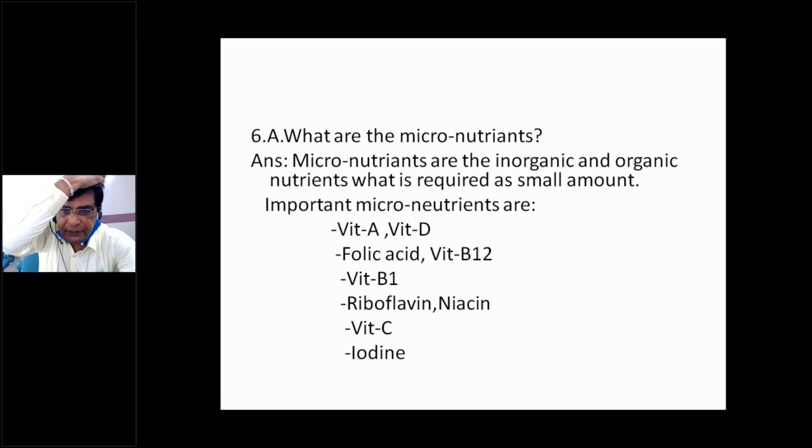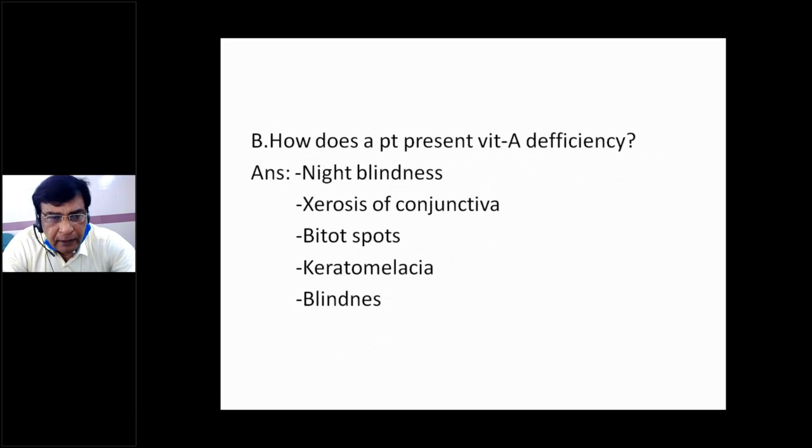What are the micronutrients? Micronutrients are the inorganic and organic nutrients which are required in very small amounts in the body. Important micronutrients are vitamin A, D, folic acid, B12, B1, riboflavin, niacin, vitamin C, iodine. And these are the micronutrients that are required in very small amounts in our body. How does a patient present with vitamin A deficiency? We have already discussed this question.